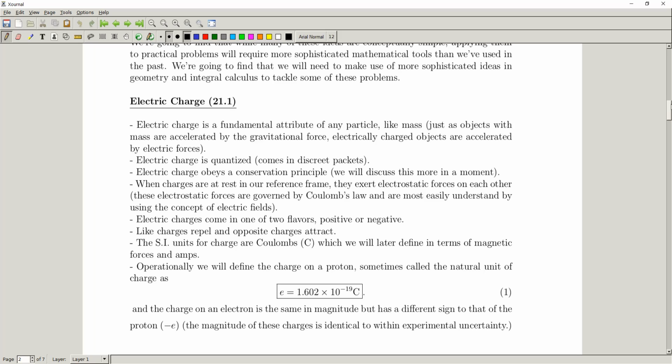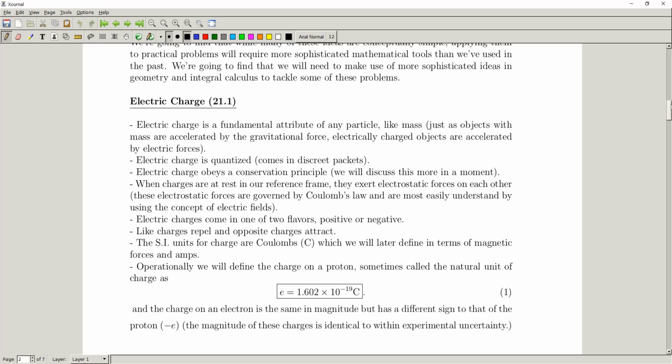Electric charge also obeys a conservation principle, and this is one of the topics that we're going to discuss a little bit later also. But basically, electric charge is never created or destroyed. It's just moved around, right? So we're going to see that electric charge in a closed system is conserved.